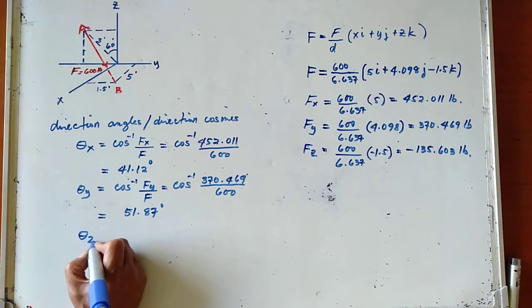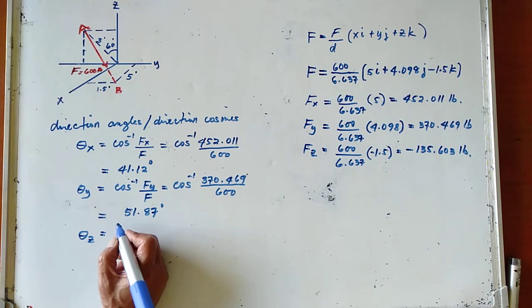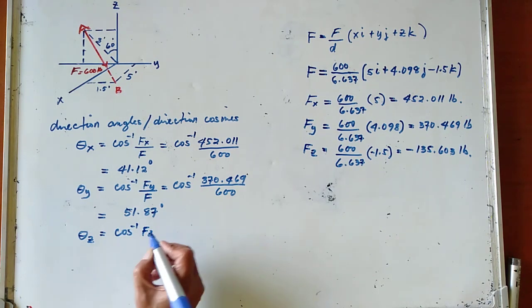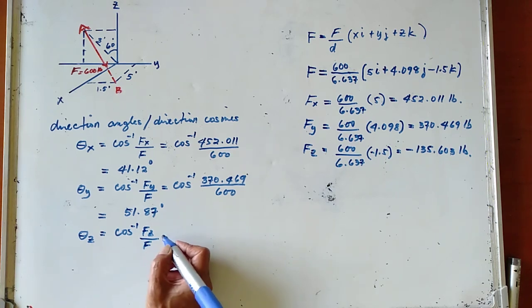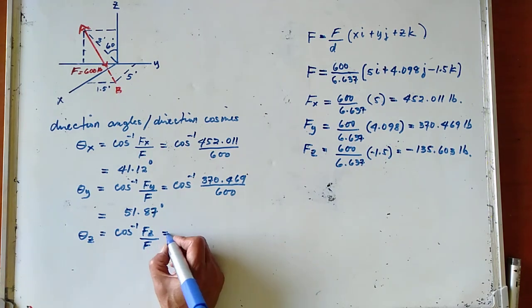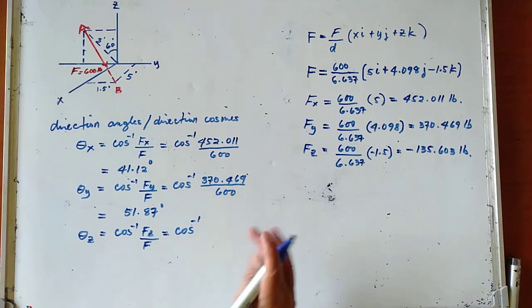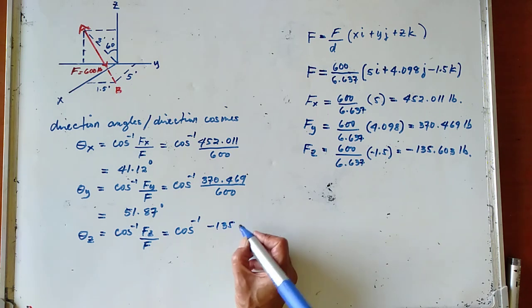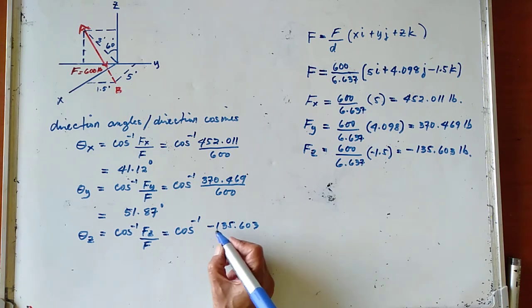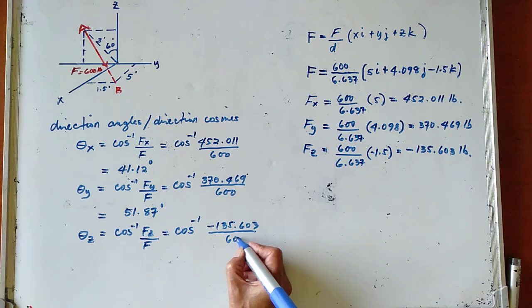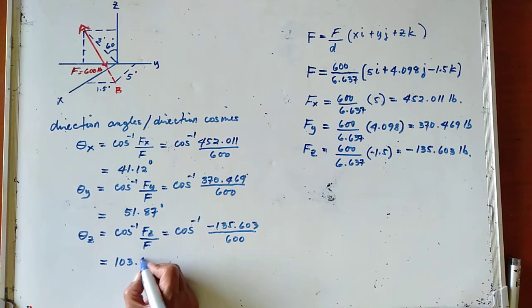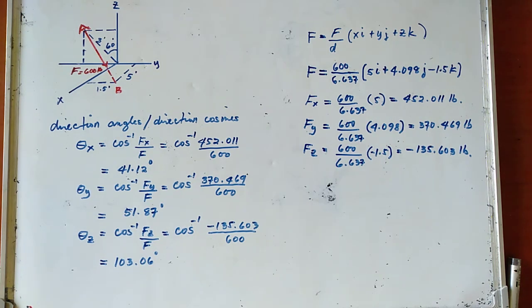And theta z is now equal to the arc cosine of fz all over f. So we have the arc cosine of fz, which is negative 135.603 pounds, all over 600 pounds. Hence, your theta z is equal to 103.06 degrees.